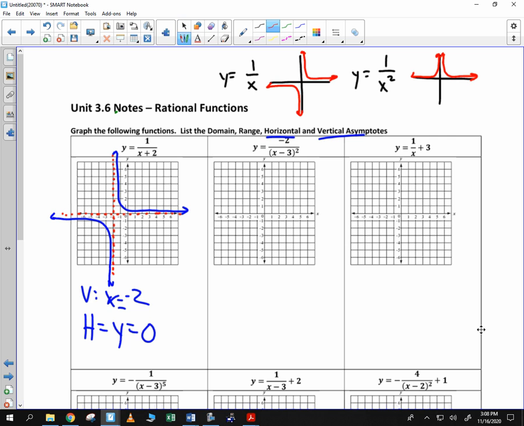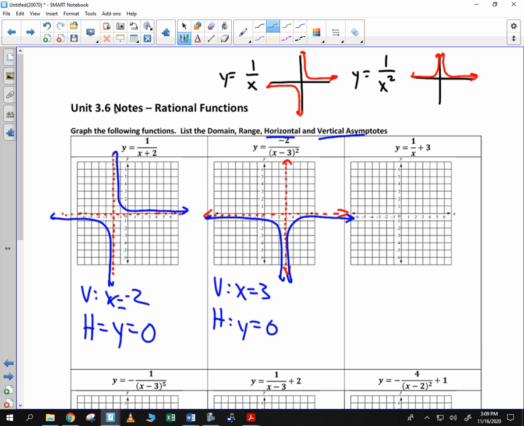Okay, we'll look at the next one. It's going to be shift to the right 3. Don't worry about the 2 on top. You can really ignore it. It just creates a stretch. We're not going to have to show that stretch. We'll show the shifts. And the negative also flips it upside down. Because it's squared, they're both in adjacent quadrants. So the vertical asymptote is going to be x is equal to 3. And the horizontal asymptote, again, is going to be y is equal to 0.